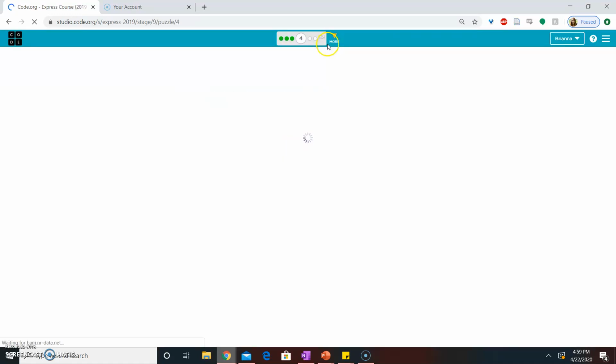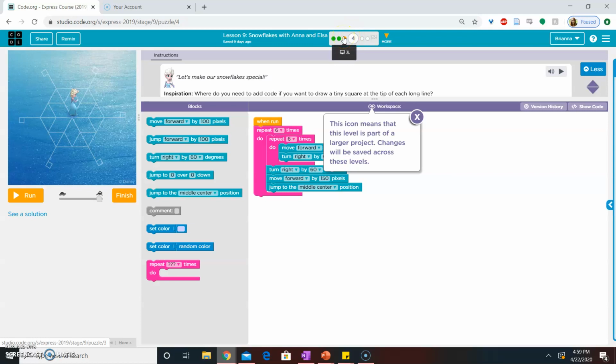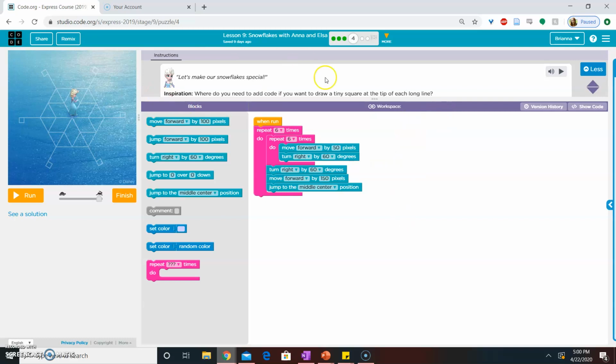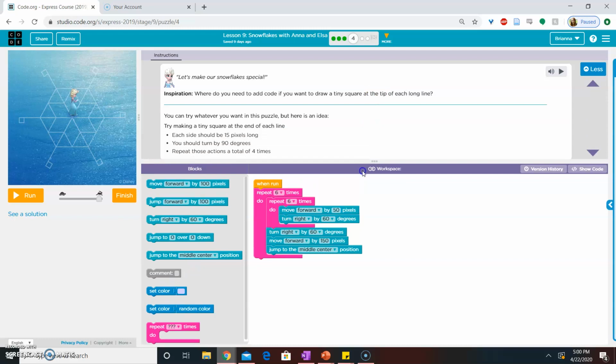So, for example, I wouldn't have known how to make that snowflake myself. All I did was read these instructions at the top. Like, I didn't come up with that in my head. All I did was read what it wanted me to do and then move the blocks over. So what's nice about this website is that it always tells us pretty much exactly what it wants us to do.